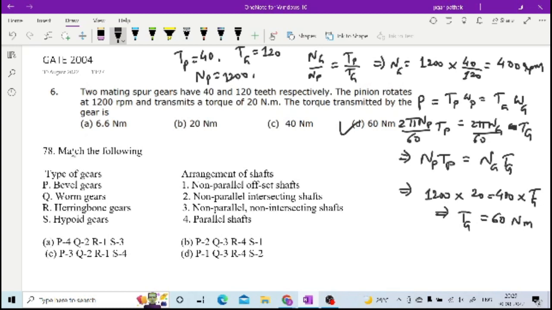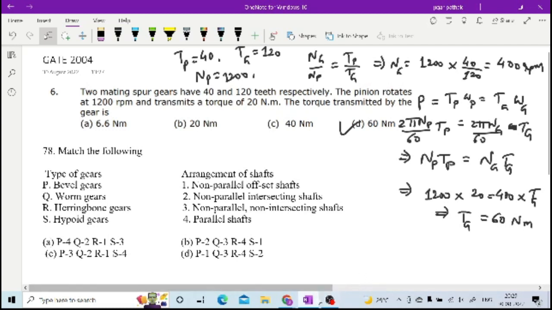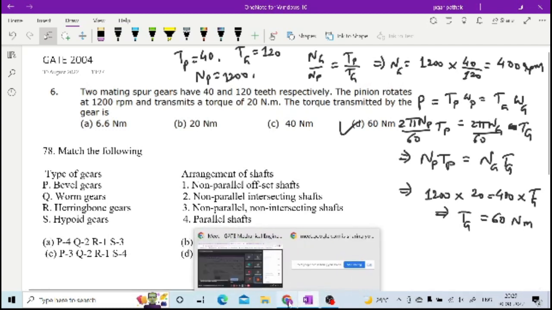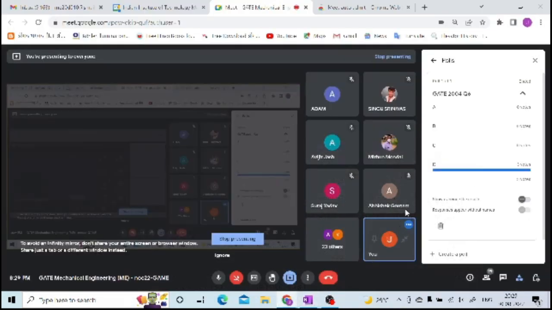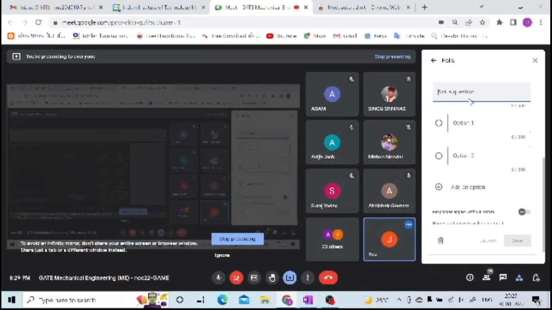Now can you try the next one? This is easy, right? Yes, sir. Please try to answer this. Write A, B, C, D in the chat box only. Or let me generate a poll. One second. I'm generating. Yes, P is the correct answer. Somebody has written it correctly.